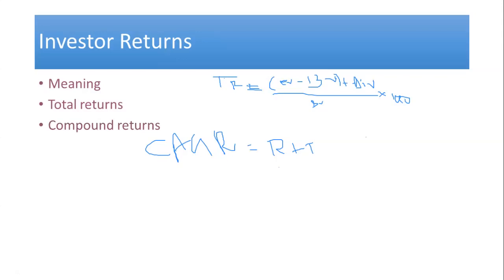This compound return formula uses the rate, that is return, as well as the time. Both are combined together, and because of this methodology, it will provide more return to the public.